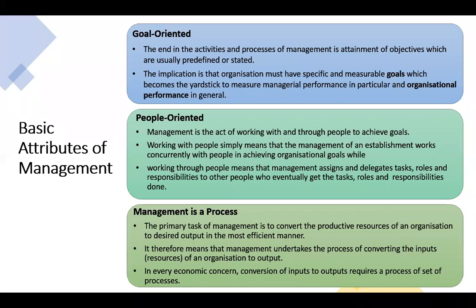So when you use people to achieve what you would have achieved while being there, then you are working through people. Then the third attribute is management is a process. It's not an event. It's not a one-time thing you do. You calibrate a machine, you go and sit down, the machine starts to run. No, it is a process. So the primary task of management is to convert productive resources of an organization to desired output in the most efficient manner.